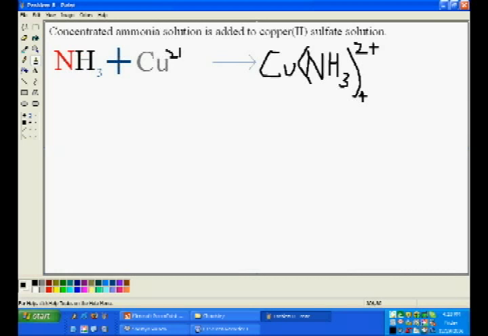NH3 plus copper 2 plus yields copper NH3 2 plus for something. I don't know how to read that. It's a complex.